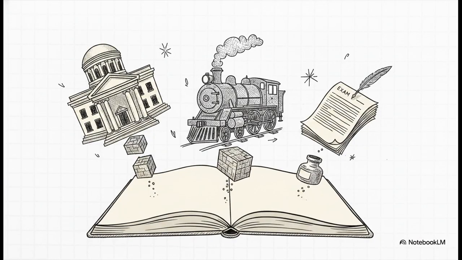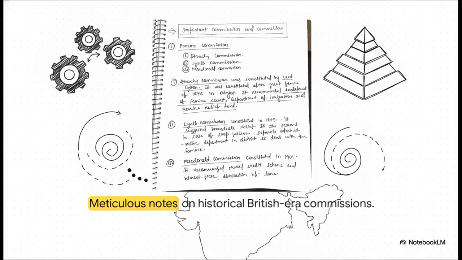We see the final products today, the central banks, the sprawling railway networks, the civil service exams, but we're going to look at exactly how these structures were built from scratch. And we're doing it commission by commission, all through the lens of a student's incredibly organized notes. We're using these super detailed handwritten study notes as our primary guide to trace the evolution of the state.